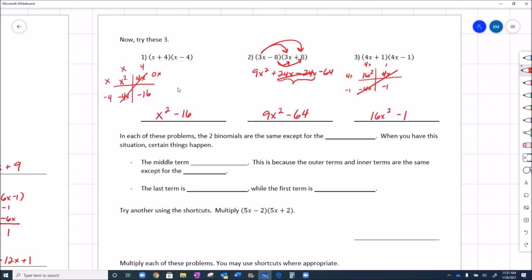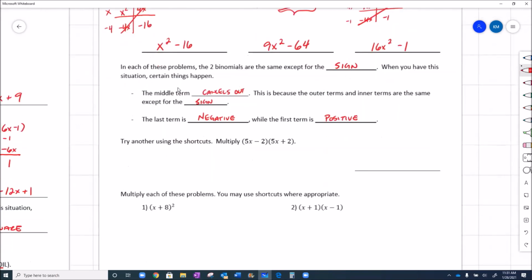In each of these problems, the two binomials are the same except for the sign. When you have this situation, certain things happen. The middle term cancels out. Disappears. This is because the outer terms and the inner terms are the same except for the sign. The last term is negative while the first term is positive.